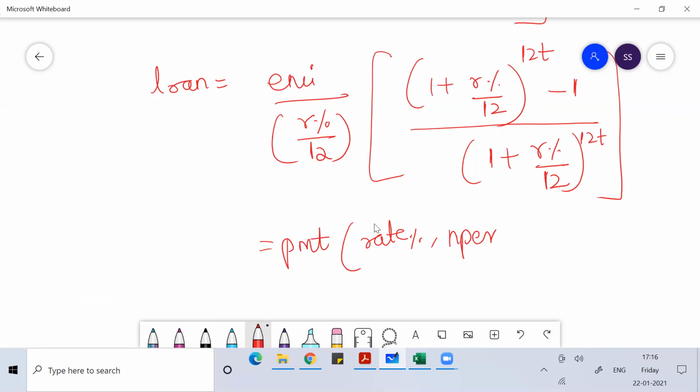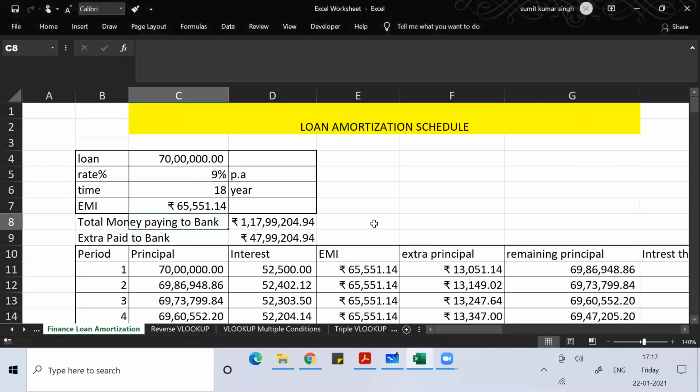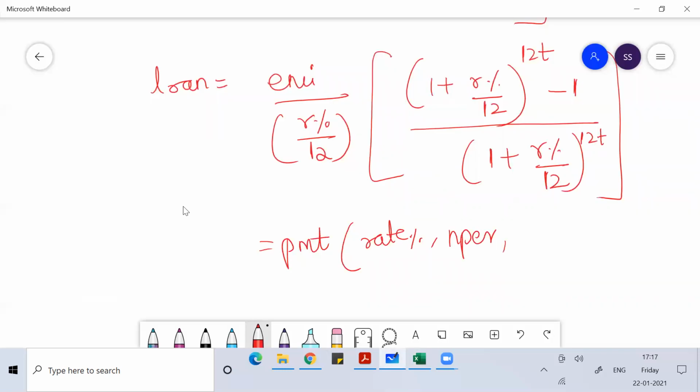Imagine you take a 15-year loan. The total time period will be 15 into 12. Then, comma, Excel will ask you for the present value. So what is the PV? In PV you have to take the loan value, and put a minus sign on it, because of a quirk in Excel. Whenever we use the FV, PV, PMT functions in Excel, we use the minus sign.